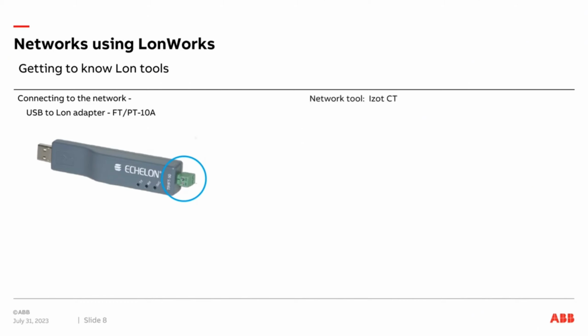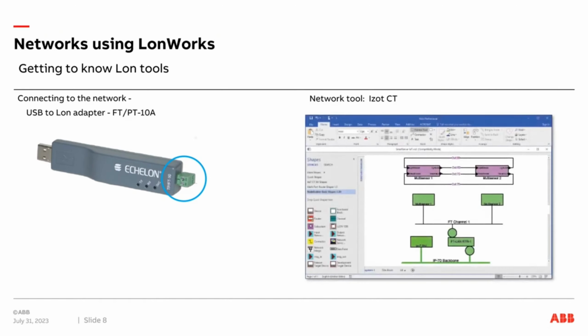The other tool is a bit more intimidating, and that's the network tool. I'm showing you a network tool from Echelon called IzoT CT. That's just the name. However, many networks don't use the Echelon platform. Instead, they use a different program called Niagara. It's not good or bad, but it is very common in North America.